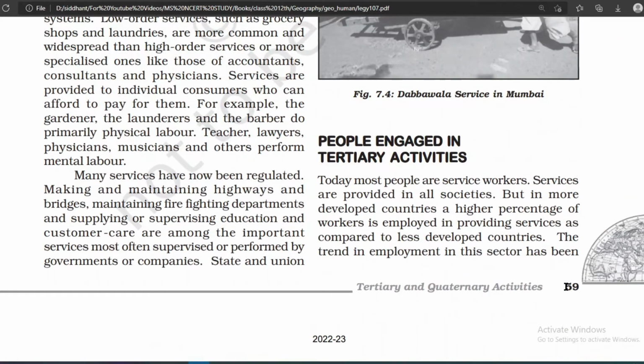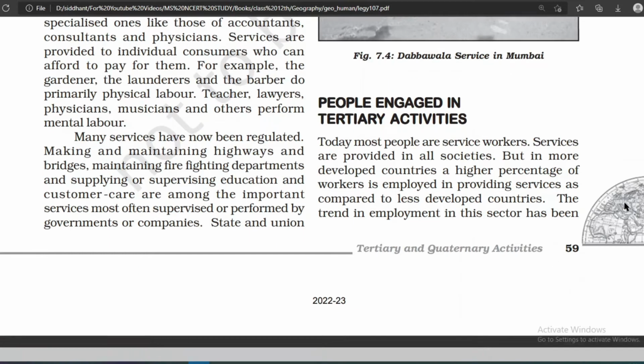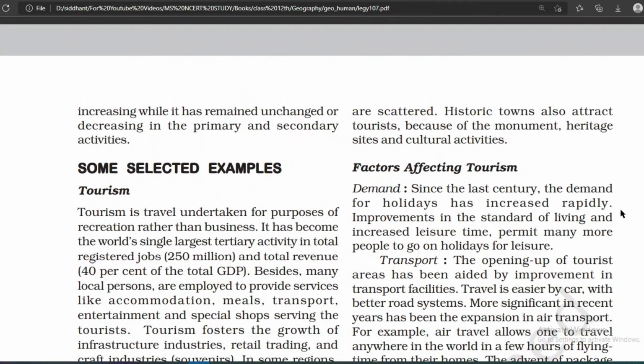People engaged in tertiary activity. Today, most people are service workers. Services are provided in all societies, but in more developed countries, a higher percentage of workers is employed in providing services. Compared to less developed countries, the trend in employment in this sector has been increasing while it has remained unchanged or decreasing in the primary and secondary activities.